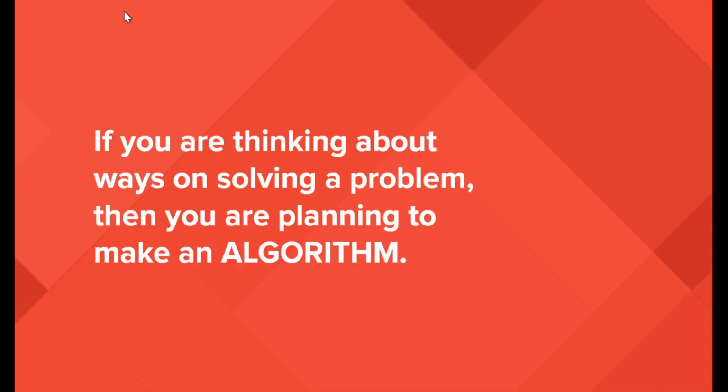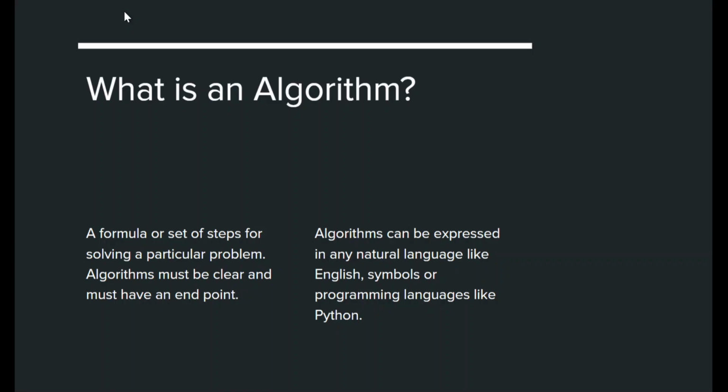Now next, if you're thinking about ways of solving a problem, you are planning to make an algorithm. I think everyone has encountered a problem at least once in their lives. In one way or another, the solutions that you think of and the steps to solve that particular problem could already be called an algorithm. To give you a more formal explanation, an algorithm is a formula or set of steps for solving a particular problem. Algorithms must be clear and must have an endpoint. So if you have a problem, at least what's the first step and what will be the last step? Or probably something in between where you have to decide on something. That process is already what an algorithm is.